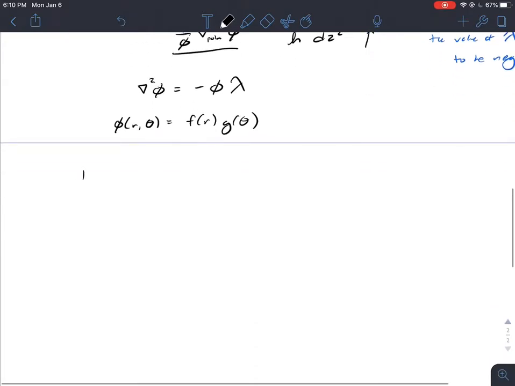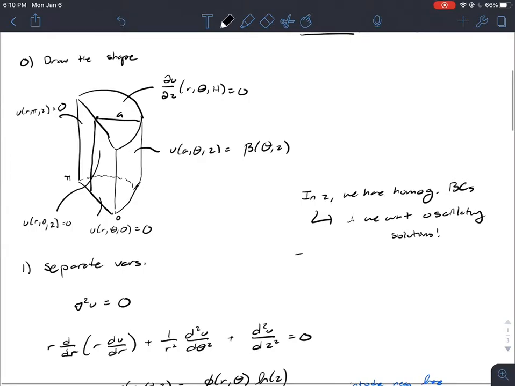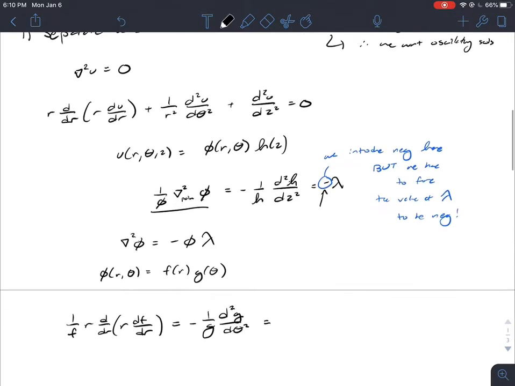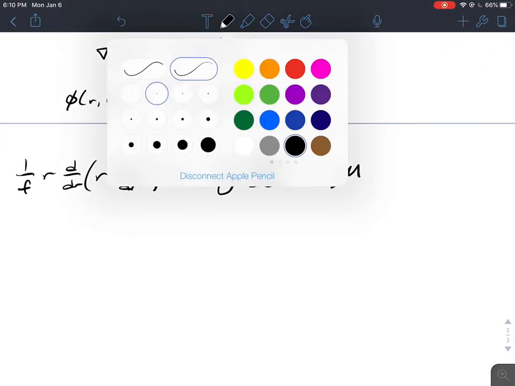And we've seen this separation many times before, so this can be 1 over f times r d/dr (r df/dr) is equal to negative 1 over g d squared g d theta squared. Now this separation constant isn't anything tricky. We have homogeneous boundary conditions in theta, so they're both 0. Therefore, we want oscillatory solutions. And because we want oscillatory solutions, we're going to set the separation constant here to be positive.